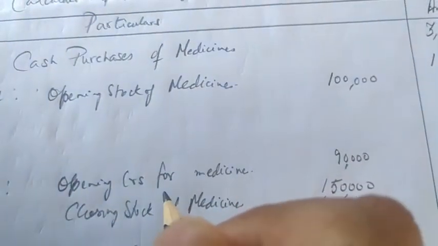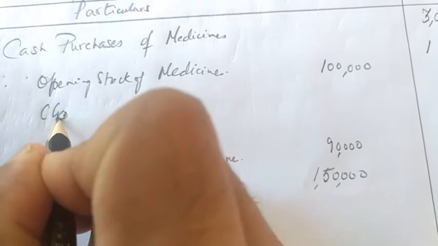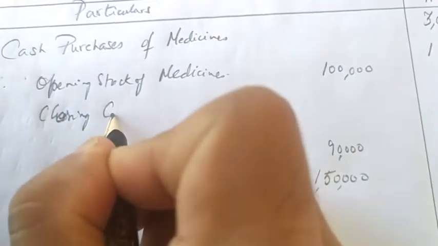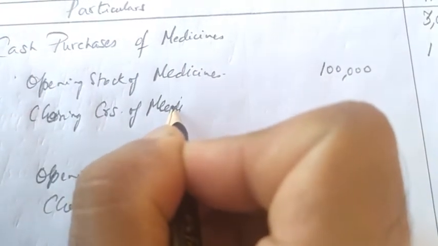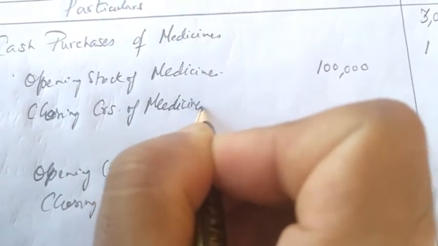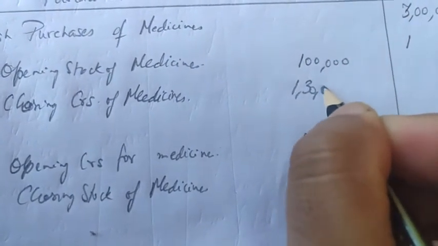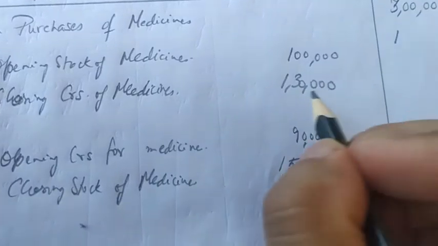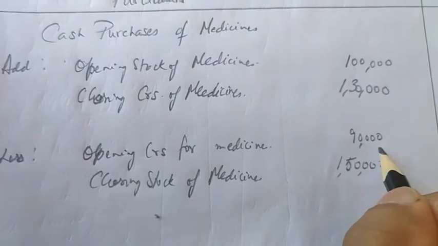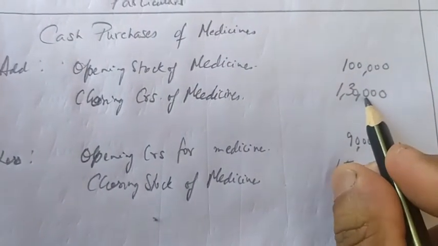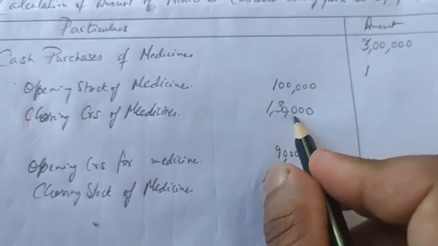And the closing creditors for medicine should be added. Because the creditors which is at the end of the accounting year is the creditor belonging to this current period. The opening creditors were creditors for the previous year, so those were deducted, and this is for the previous year, so it is deducted. This is for the current year, so added. As in the income and expenditure account, we have to consider the items that belong to the current year.